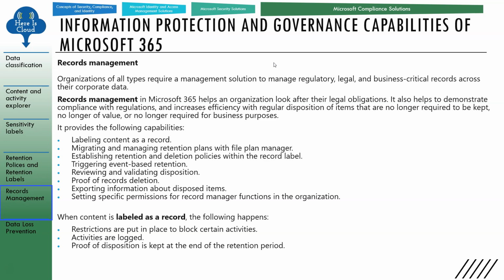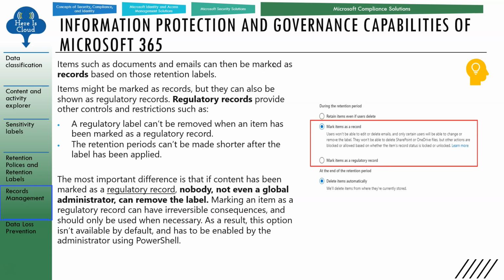So when content is labeled as a record, the following happens. Restrictions are put in place to block certain activities. Activities are logged. Proof of disposition is kept at the end of the retention period. So items such as documents or emails can be marked as a record based upon their retention labels. Items may be marked as a record, but they can also be marked as a regulatory record. If you see on the right hand side, when you're marking an item, you have two options: mark item as a record, mark item as a regulatory record.